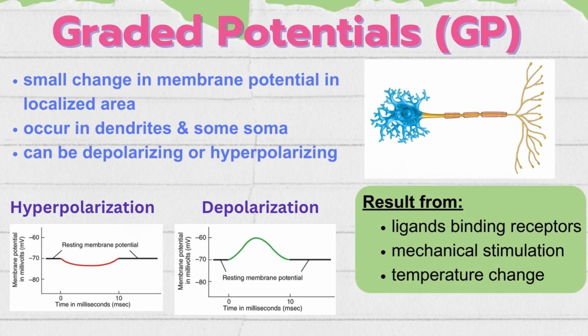Graded potentials are small changes in the membrane potential in a localized area. They occur in dendrites and in some soma. The image of the neuron on the right shows the area that graded potentials are found in as blue. Graded potentials can also be hyperpolarizing or depolarizing. GPs result from ligands binding to receptors, mechanical stimulations, and temperature changes.